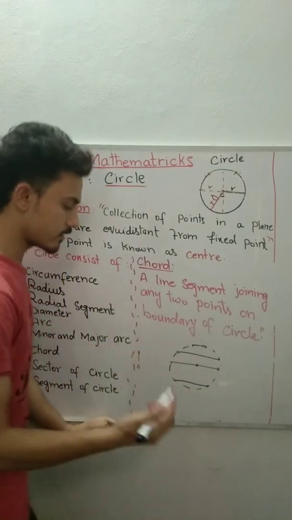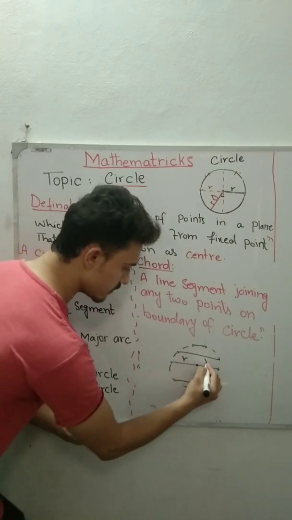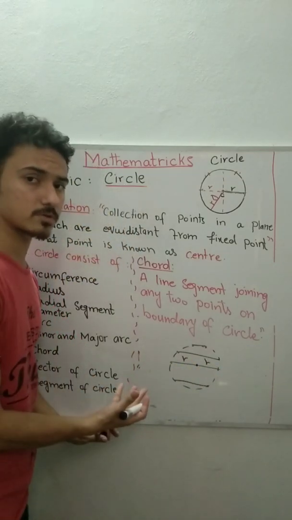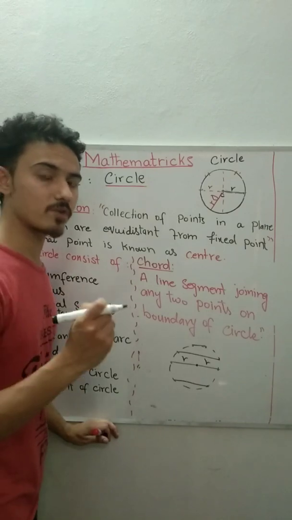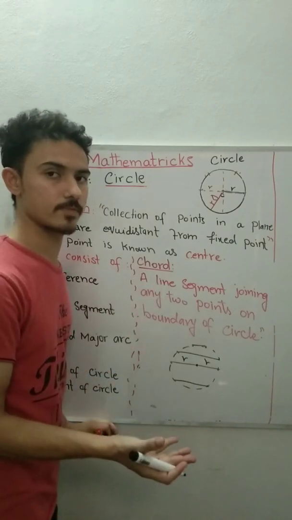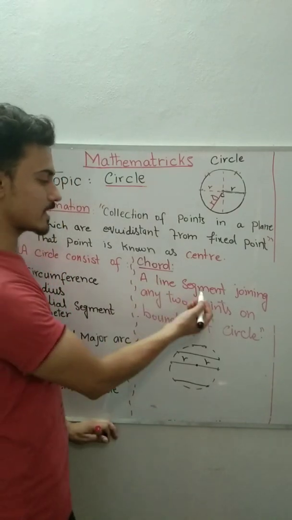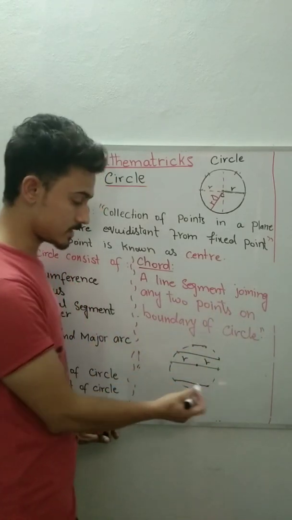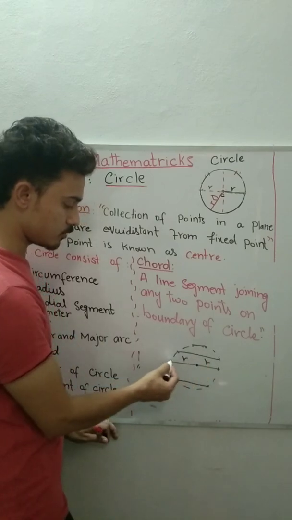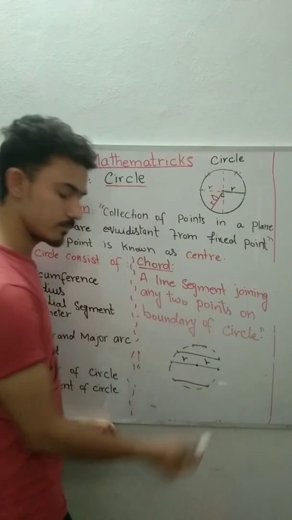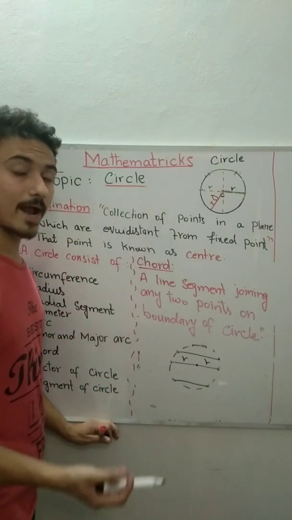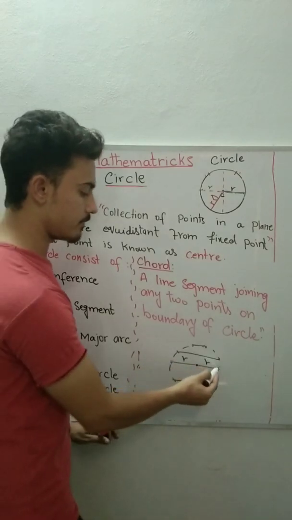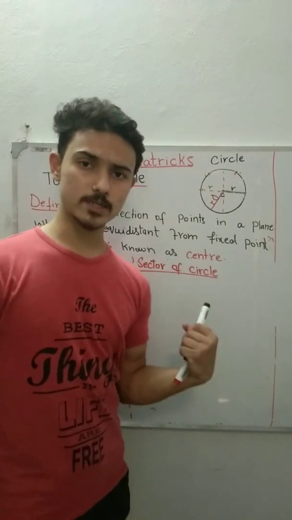If we just observe here, this is a radius, and this is a diameter. We just read about the diameter. So the biggest chord of a circle is the diameter itself. So what is a chord? A line segment joining any 2 points on the boundary of a circle is known as a chord, and the biggest chord is the diameter of the circle.